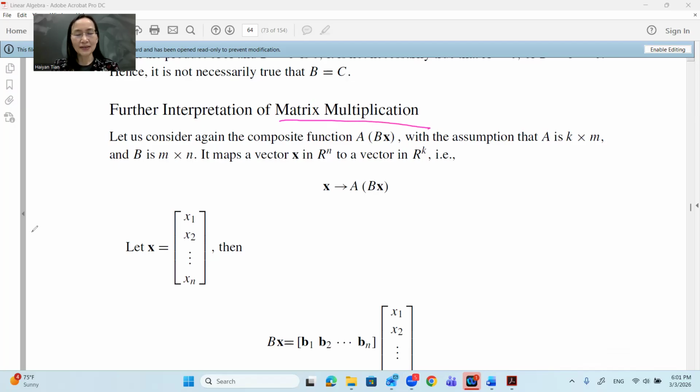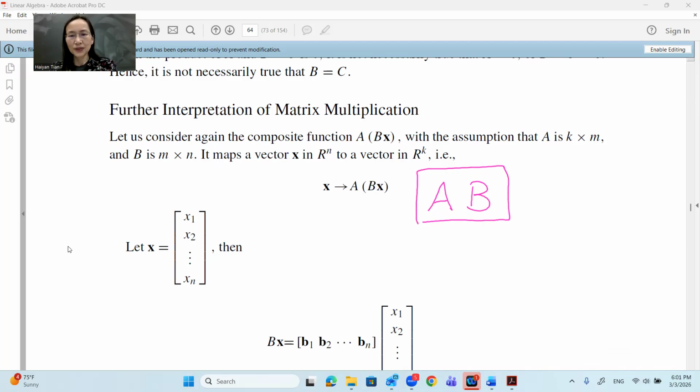Matrix multiplication. Assuming we have two matrices, called A and B respectively, what do we mean by multiplying two matrices? This can be viewed as a mapping. Imagine a matrix can define a mapping, or a transformation.